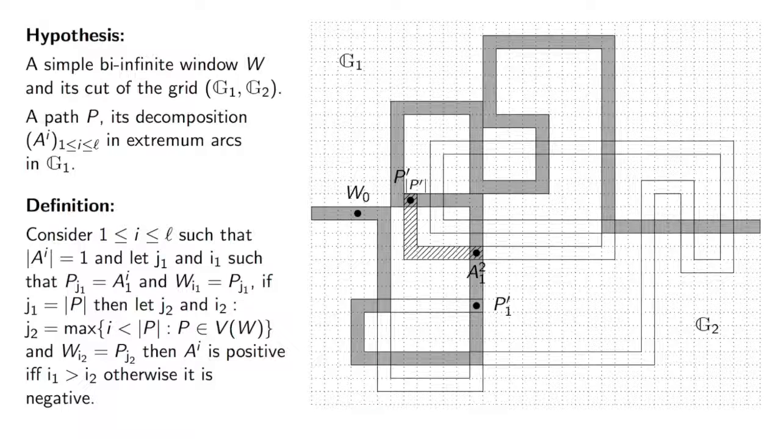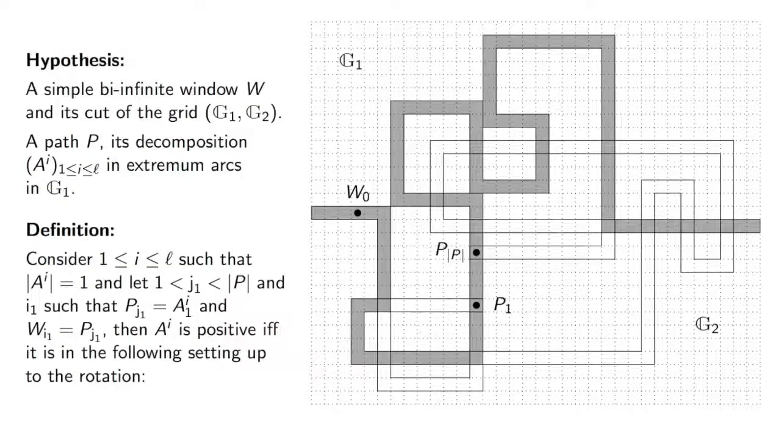Here is a quick remark. Consider the following path P'. Remark that P is a subgraph of P'. Here the arc A2 is no more of length 1 and is positive. Thus the orientation of an arc of length 1 may change depending on the path we consider.